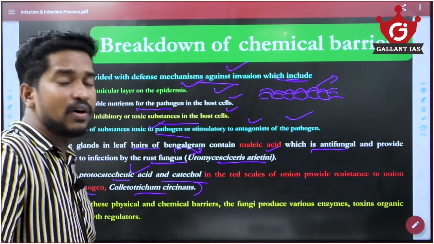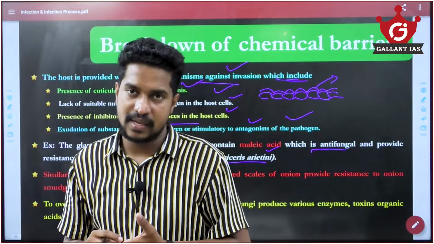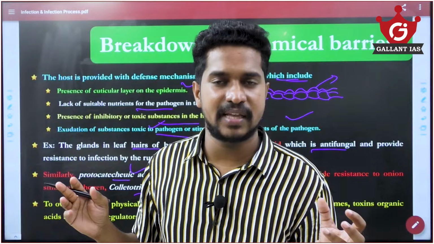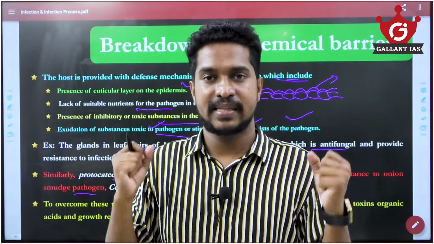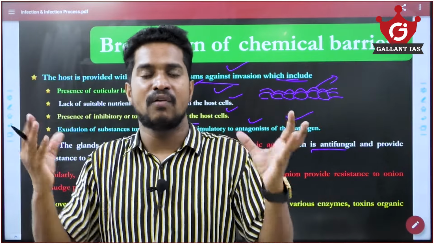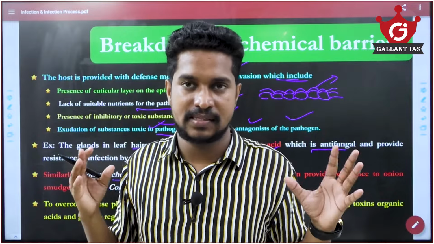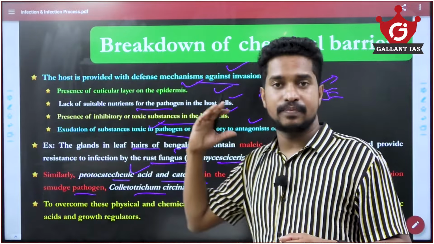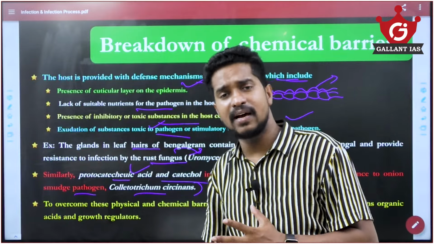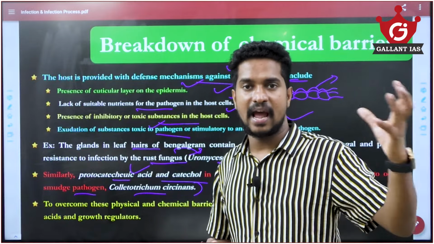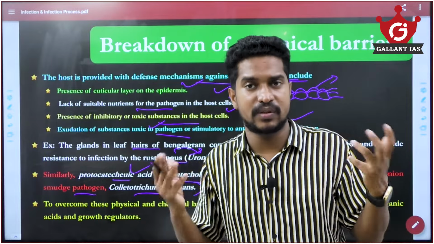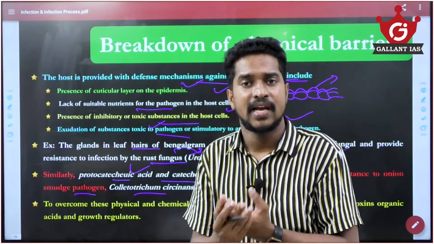Okay, to overcome these physical and chemical barriers, there are natural defense mechanisms in plants. To carry out the infection in a plant, the pathogen should overcome these barriers. To infect the plant, they have to overcome these chemical and physical barriers. So how do they overcome this? How does the pathogen overcome these physical and chemical barriers?